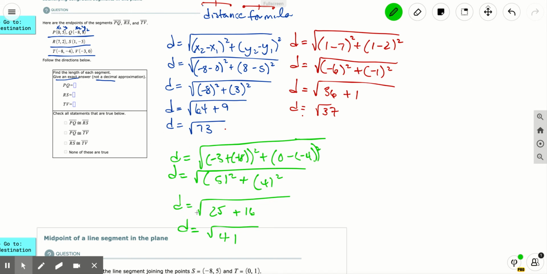Okay, none of these are congruent to the same size. So I would put none of these are true. I don't think I've ever seen one where none of these are true. But that's how you solve it.